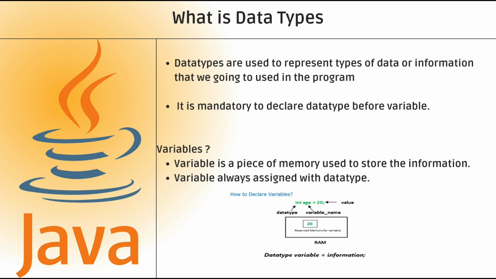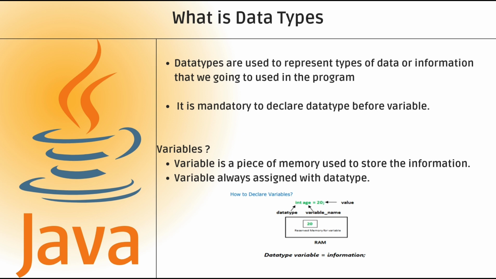Why? Because the data type tells the computer how much memory to allocate and what kind of operations can be performed on that data. Let me give an example. So here integer is a data type and age is a variable. Okay. And we're going to say that the variable age will store the integer value 25.